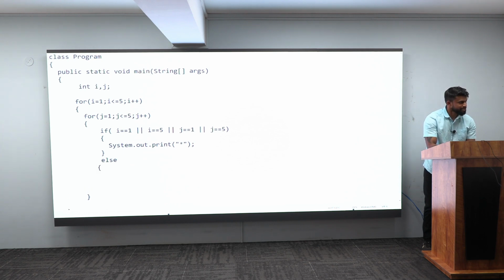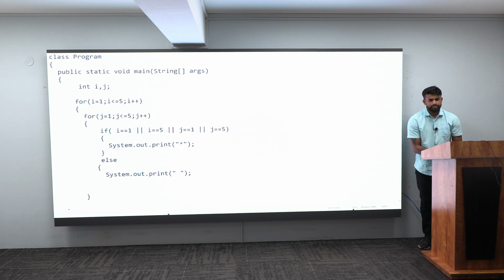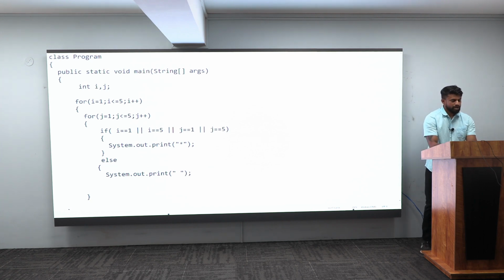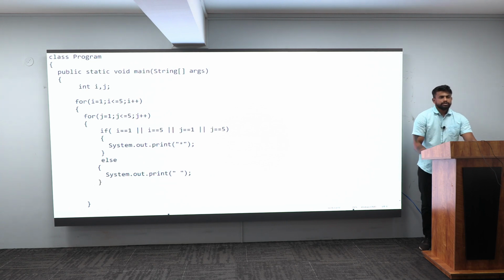Whenever you are printing something, this line is 100% required. What is that? System.out.print. What do you have to print? Space. And this is how I will print it. Sensing this much? Very good. After that, I will close this. Did you guys understand this? How many of you understood? All of you understood? Very good.